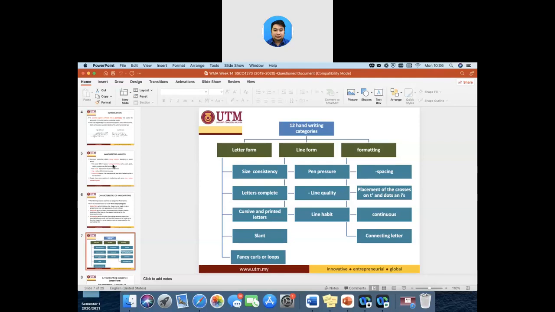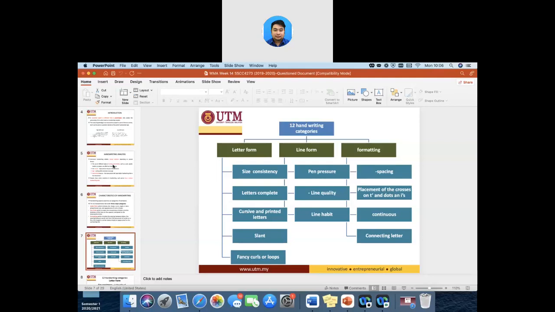Okay, line quality, even line habit pun, if it is in line paper, kertas yang ada line, some people would make sure that dia punya penulisan is on top of the line. Ada setengah orang akan turun ke bawah of the line, ada setengah orang akan menaik daripada line. Ataupun ada setengah orang memang dia suka duduk di tengah-tengah line space itu. So all of this, as I mentioned juga ke dalam letter form, it leads to individualization.